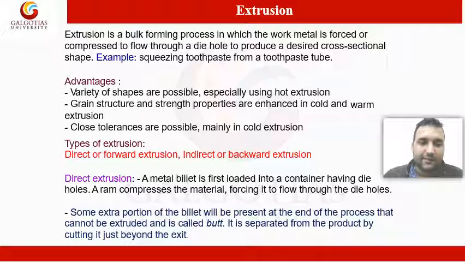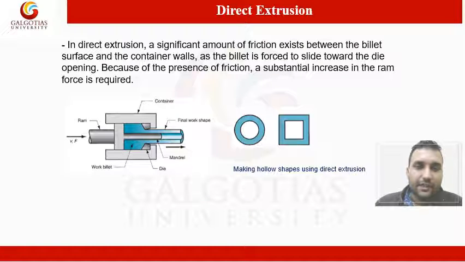In direct extrusion, the metal billet is first loaded into a container having die holes. A ram compresses the material and forces it to flow through the die holes. Some extra portion of the billet will be present at the end of the process that cannot be extruded, and it is separated from the product by cutting. So in direct extrusion, this is the ram, this is the small opening of the desired shape for which we require the product, and this is our workpiece.